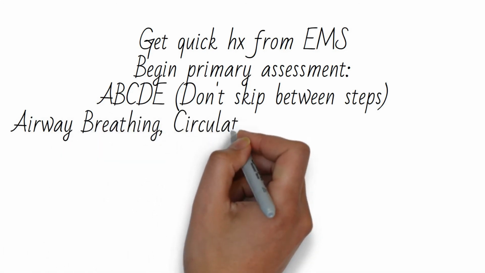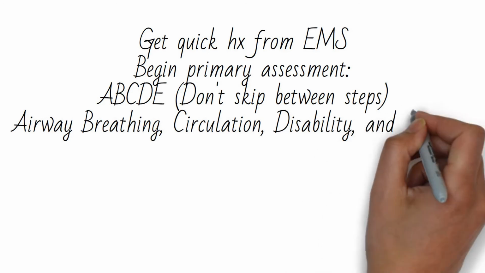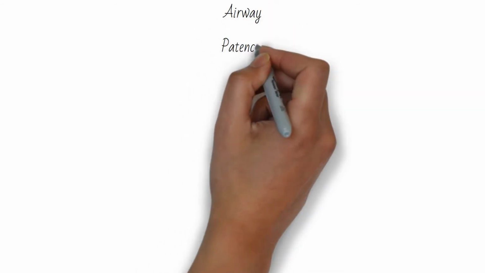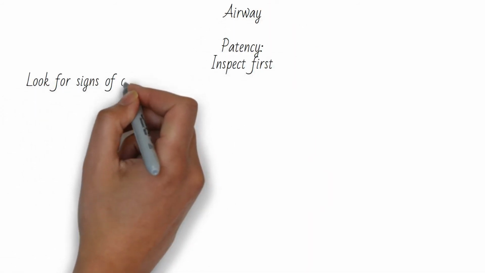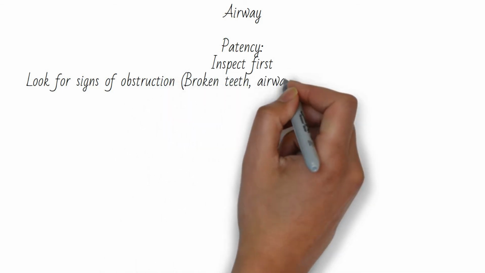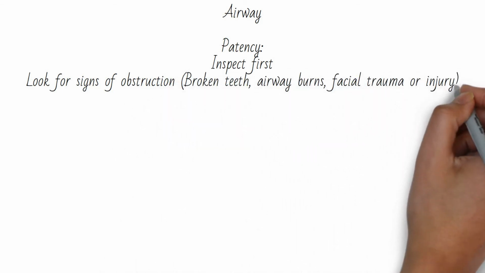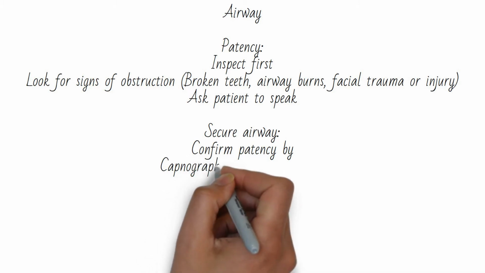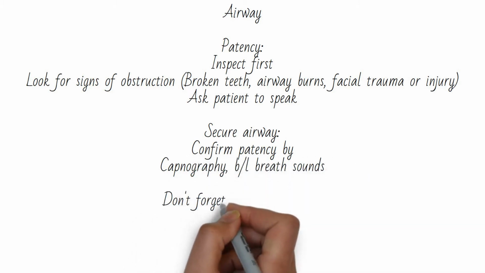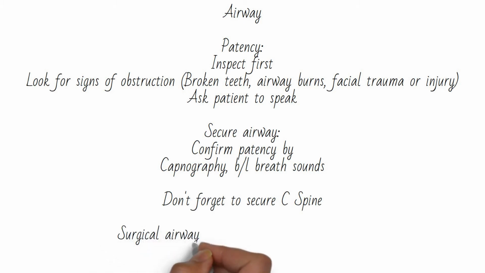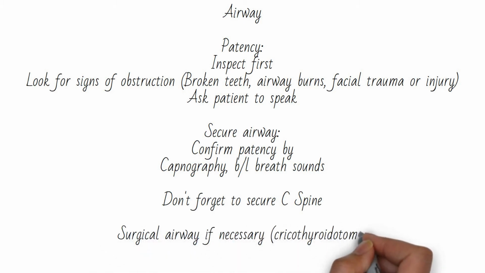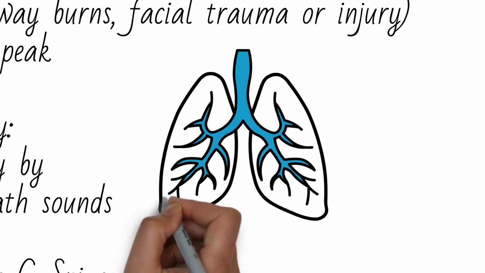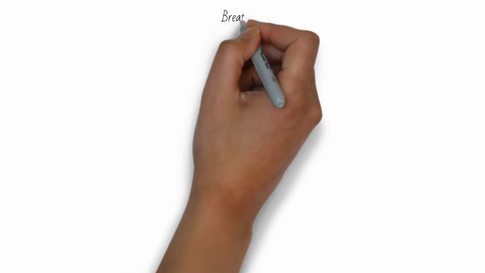The steps to the primary assessment are airway, breathing, circulation, disability, exposure, and then several adjunct tests that I will describe later. Airway. First, assess for patency. The best way to know if a patient has a patent airway is if they are able to speak to you. Inspect the patient for any signs that an obstruction may be present, such as broken teeth or facial trauma or burns. If necessary, secure an airway and confirm patency using capnography and by auscultating for bilateral breath sounds. C-spine is part of the airway assessment and should not be forgotten. If necessary, secure a surgical airway by median cricothyroidotomy.